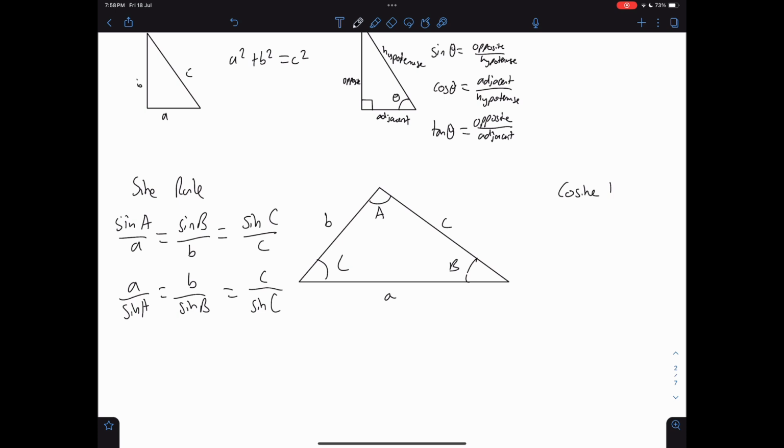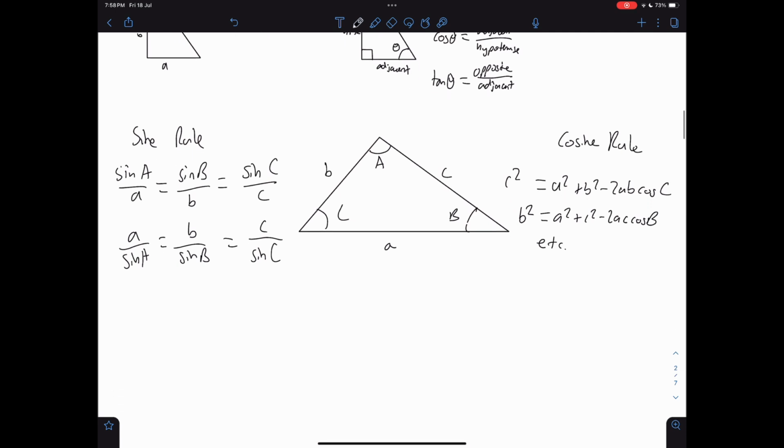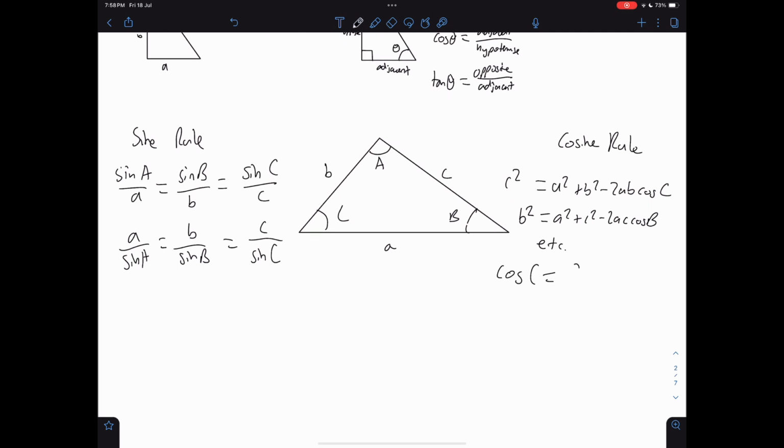Then for the cosine rule, there are several rearrangements, but you could have C squared equals A squared plus B squared minus 2AB cos C. And likewise, if you rearrange this a little bit, you could have B squared equals A squared plus C squared minus 2AC cos B, etc. And the other one is, if you wanted the angle, would be perhaps cos C equals A squared plus B squared minus C squared over 2AB. You may be expected to use those two rules in questions in circular measure, because this is pretty much geometry in AS.